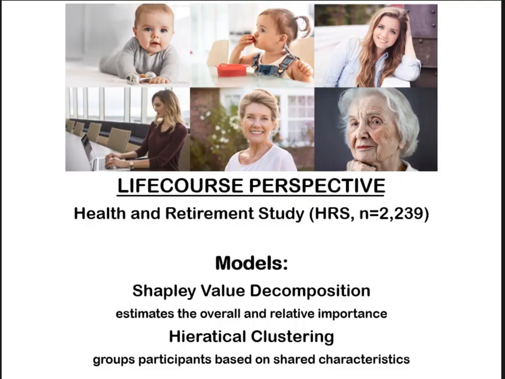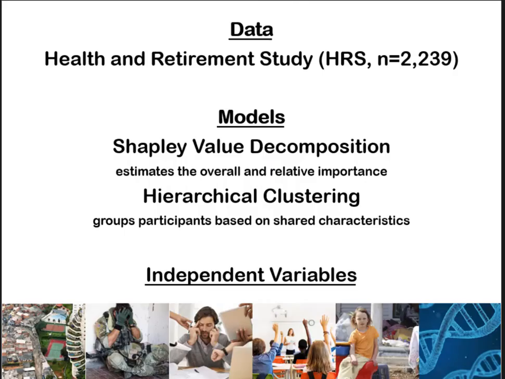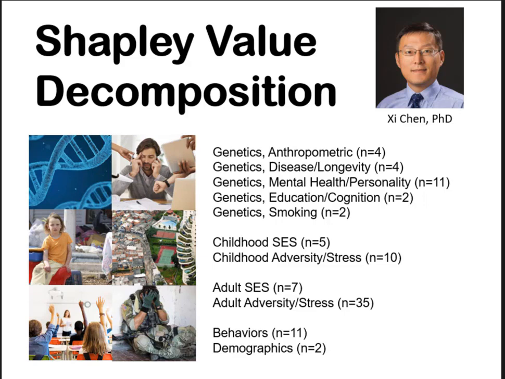So we had about 2,000 people who had data for both all the biomarkers and all of the variables we considered. And we used a number of different modeling techniques to try and parse out what's contributing to these differences. So one of them is the Shapley value decomposition method, which is estimating the overall and relative importance of what we consider these different domains in contributing to our outcome. And then we also use a hierarchical clustering method, where we're actually grouping individuals who seem to have the same characteristics, and then looking at these different subpopulations based on this clustering method.